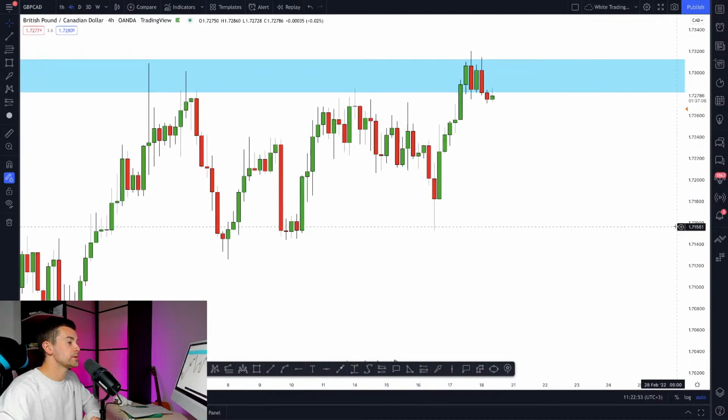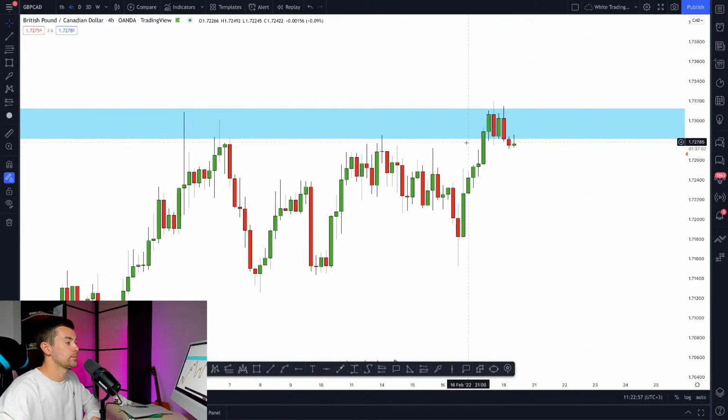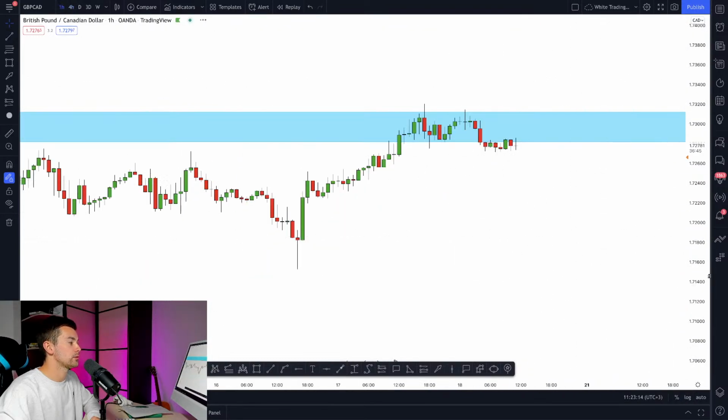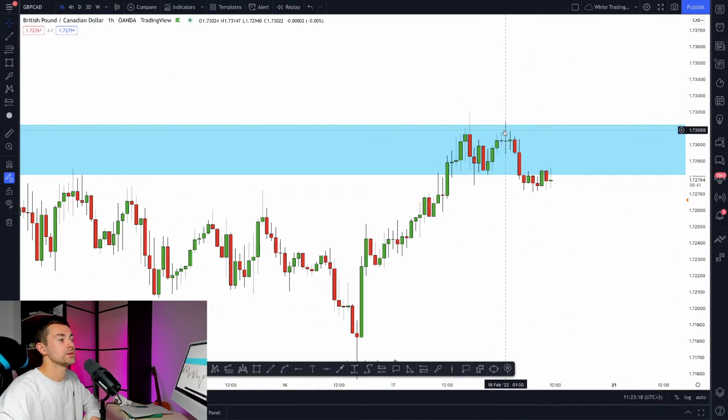Analyzing how the price reacted on a 4-hour time frame, you can see that here the market formed a very nice bearish engulfing candle. Then one more bearish engulfing candle. I believe that bears are willing to push right here. So if we open the hourly time frame, zooming in on the chart, we have a very nice double top formation with equal highs. Here's our double top.